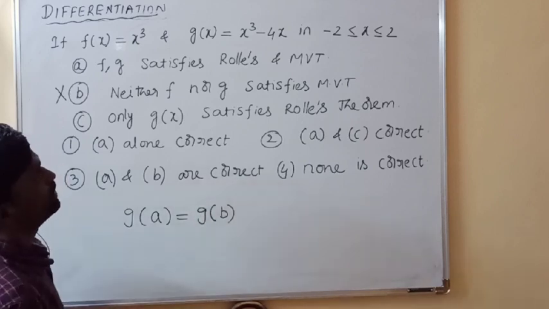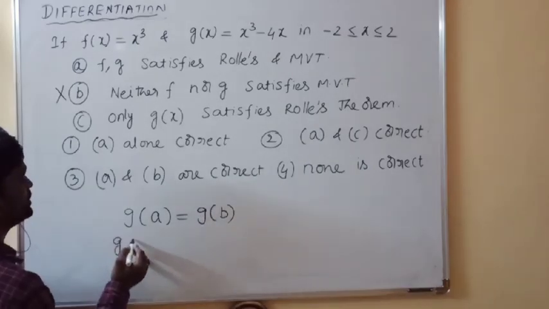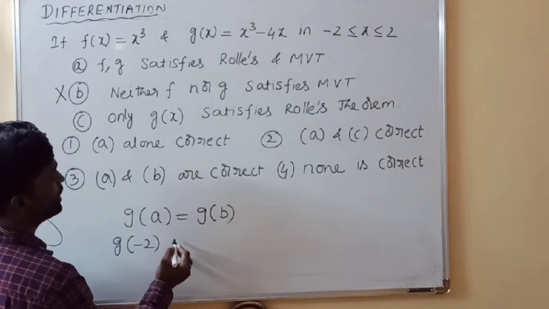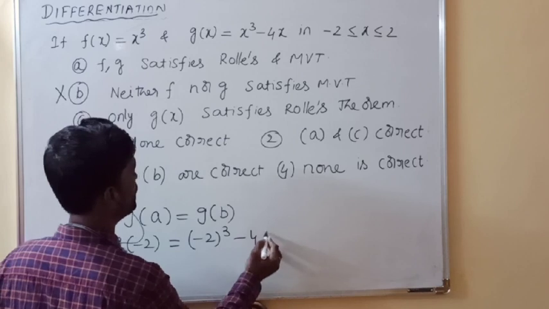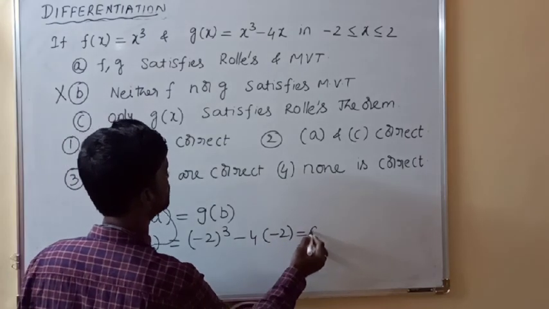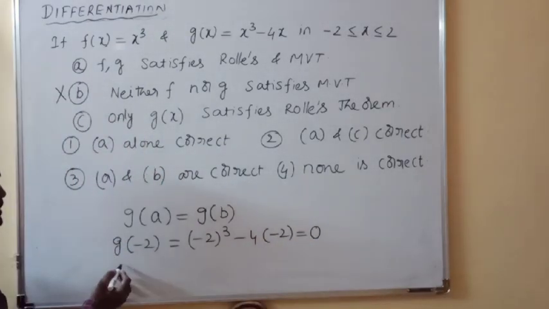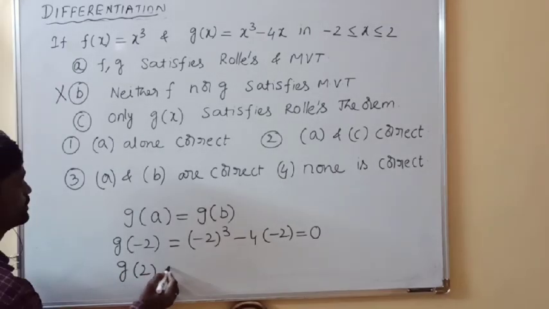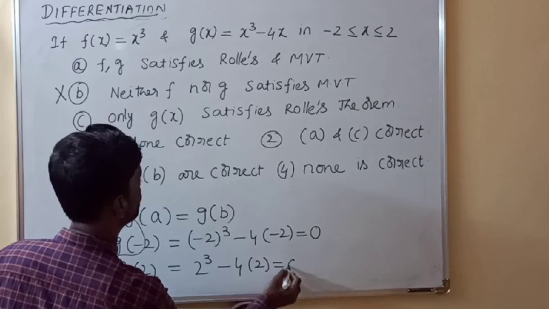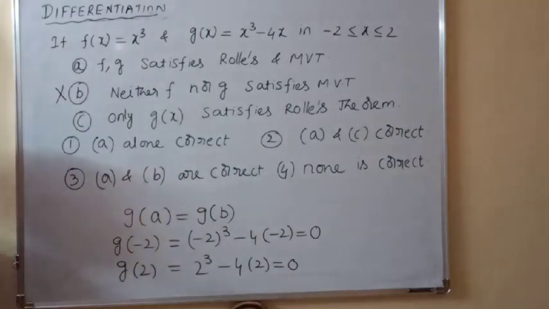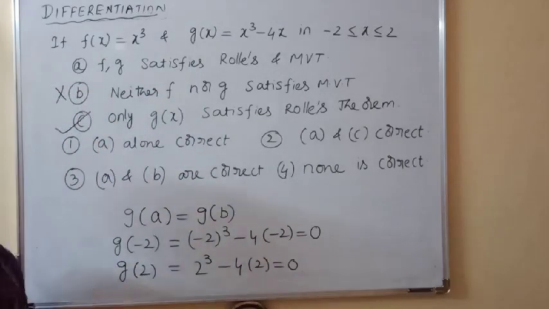g of a must be equal to g of b. So g of a, what is g of a? g of minus 2. Okay, g of minus 2, what value will you get? Minus 2 whole cube minus 4 into minus 2. What are you getting? 0. g of 2 also, what are you getting? 2 cube minus 4 into 2, 0. That means g of x satisfies Rolle's theorem. This statement is correct.